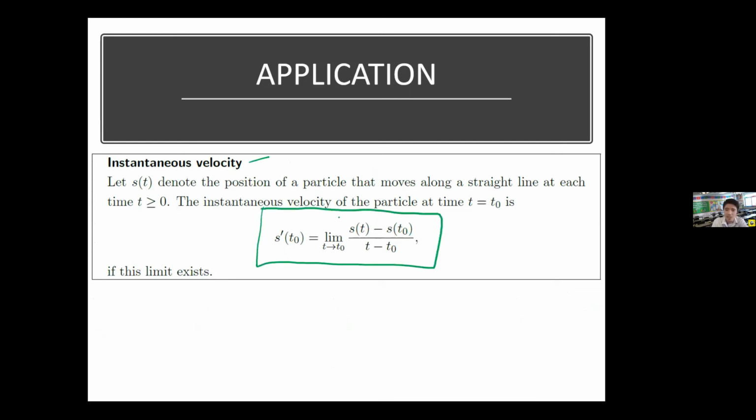If you can see, instantaneous velocity s prime at t sub 0 is equivalent to the limit of s of t minus s of t sub 0 over t minus t sub 0 as t approaches t sub 0. So, similar siya sa f prime of x. So, basically, kung mag-solve ka instantaneous velocity, you are just solving for the derivative.